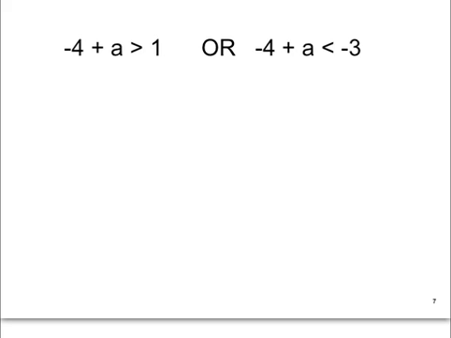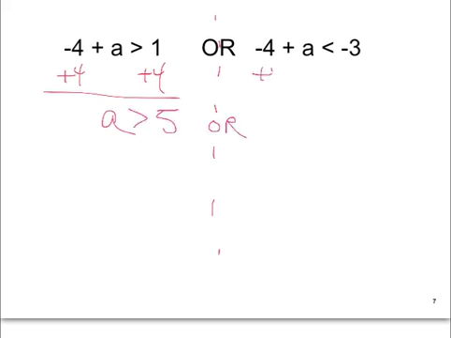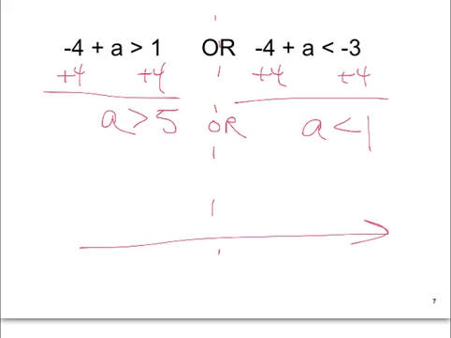Well, we're almost done here. Once we have an or statement, all you do is you work the two sides separately. So we're going to add 4 on both sides. We say a is greater than 5, or if we add 4 on both sides over here, we get a is less than 1. So we come down here to our number line, we put 1, we put 5. A is less than 1, or a is greater than 5. So that's how we graph that.